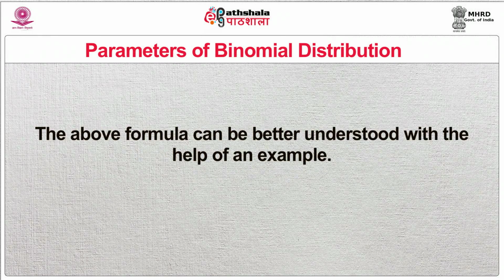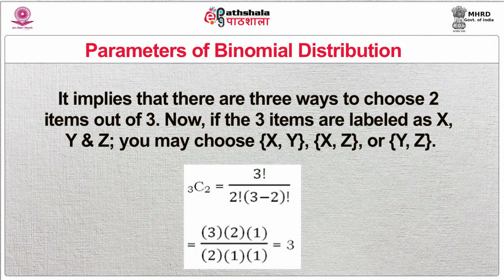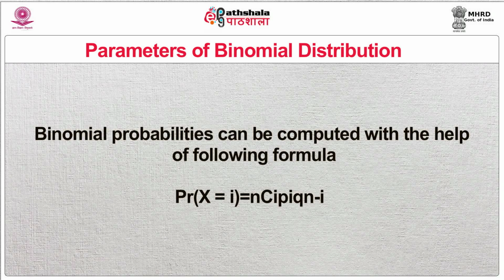This formula can be better understood with the help of an example. How many ways are there to choose 2 items out of 3? It can be computed as follows. Now you can see on your screen how the values are put in and how the result is obtained. It implies that there are 3 ways to choose 2 items out of 3. Now, if the 3 items are labeled as x, y and z, you may choose the combination like xy or xz or yz. The binomial probabilities can be computed with the help of the formula as shown on your screen.